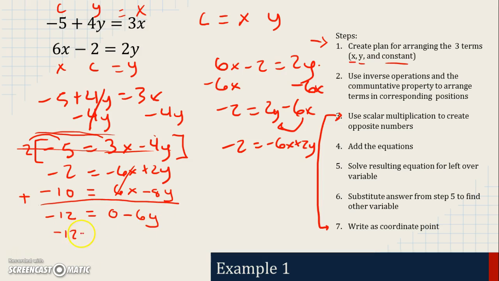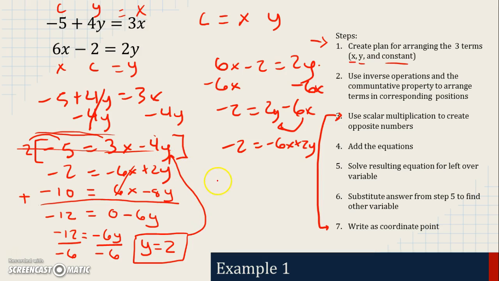So I have negative 12 equals negative 6y, and I can use inverse operations by dividing by negative 6 to get y is equal to negative 12 divided by negative 6, which is positive 2. At this point, I continue following the steps, and I reinsert this into one of the equations. We'll go ahead and insert it into our original equation, and we have negative 5 equals 3x minus 4y, and the y is now 2. We simplify. Negative 5 equals 3x minus 8. I can use inverse operations by adding the 8, and I have 3 equals 3x. I use inverse operations to divide, and I have x is equal to 1.